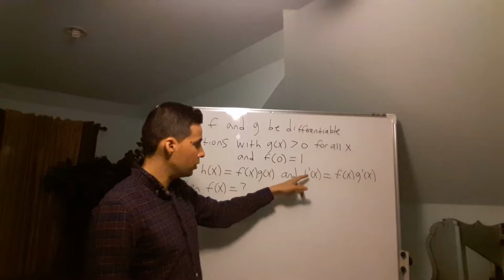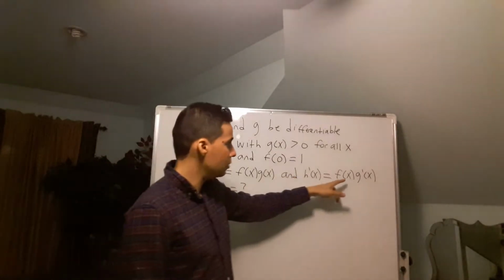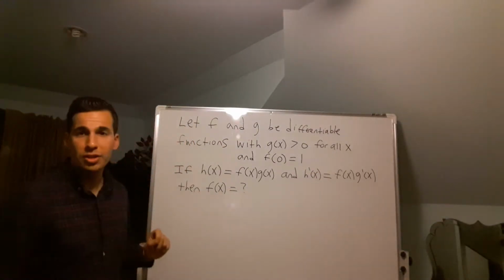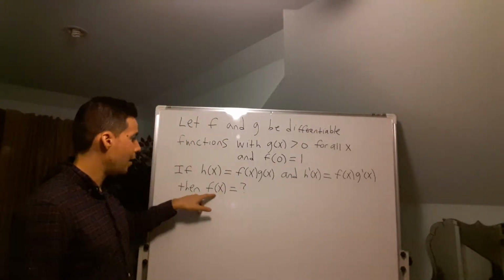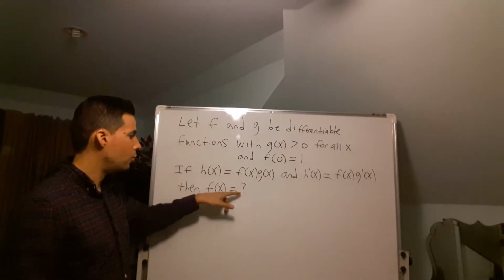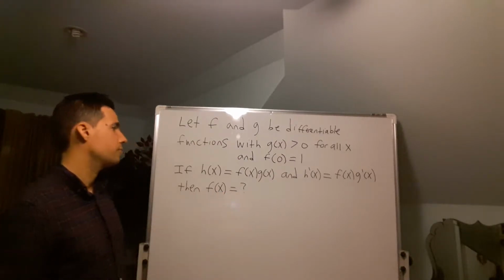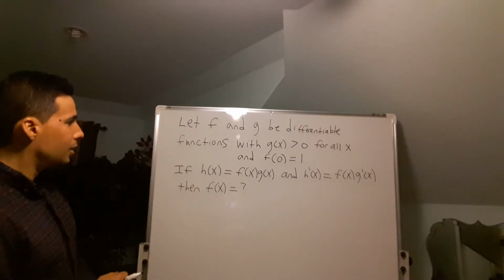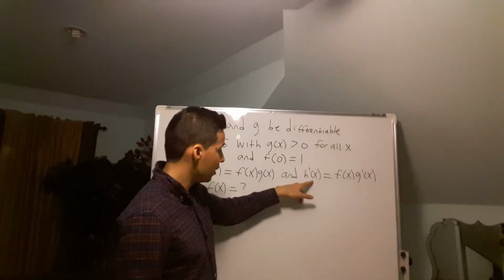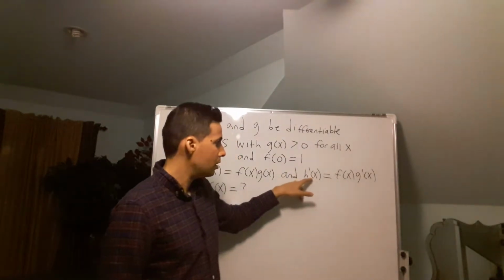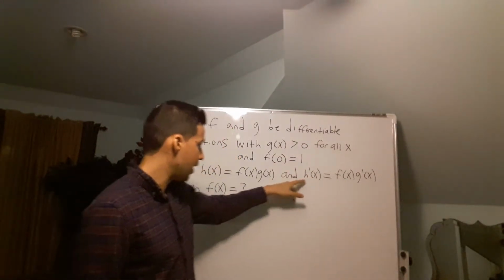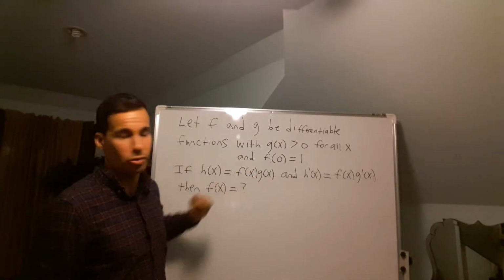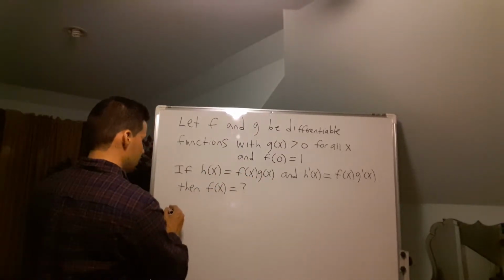And they tell you that the derivative of h is equal to f of x times g prime of x. So the question is asking, what is f of x equal to? So they want to know what's the actual function of f. So let's see, in order to figure it out, let's look. Well, now they give us h prime of x is this. Now normally, when you're finding the derivative of h, which is a product of f and g, you should be using the product rule. So let's just take the product rule and see what happens.